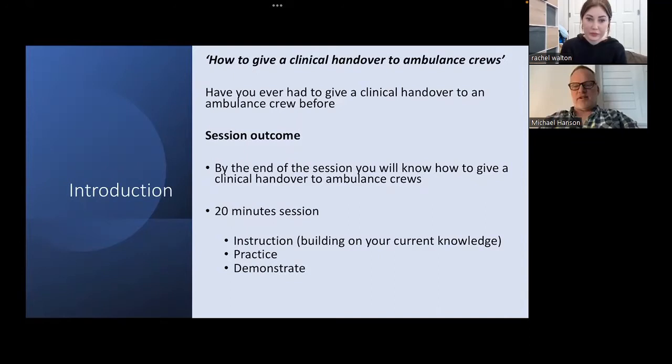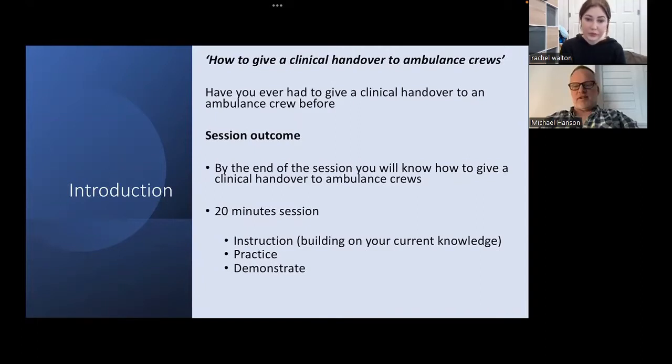It's a little bit different. You may experience that when you're working in a hospital or even in a private setting, that what they teach you in the nursing course might be a little bit different. I think the acronym, for example, is ISPAR, I believe, that you use, where it's a little bit different with ambulance crews. So that's what this session is for: to show you how to give a clinical handover if ever you come in contact with ambulance crews, either privately or in a hospital setting.